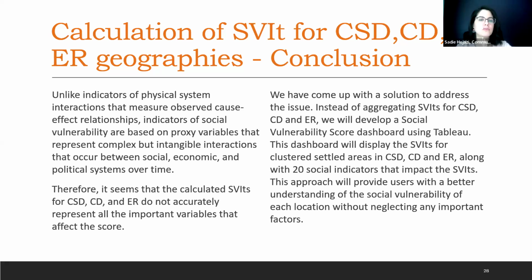So in order to be more accurate, we need to see all the other indicators along with the social vulnerability score. The best would be to see it with the settled area, along with the 20 social indicators that impact the social vulnerability scores.